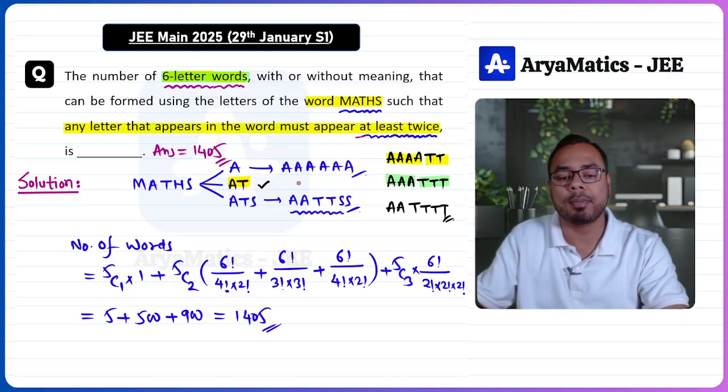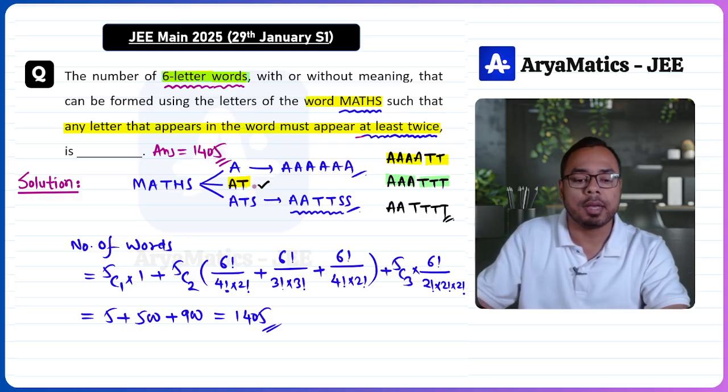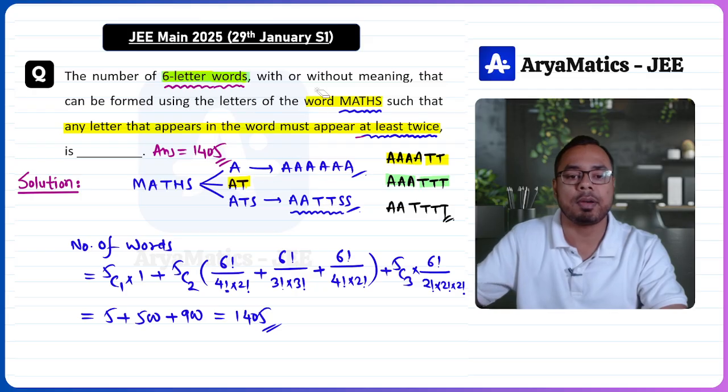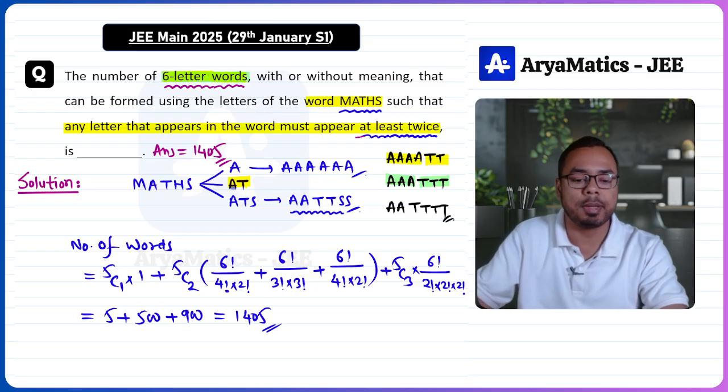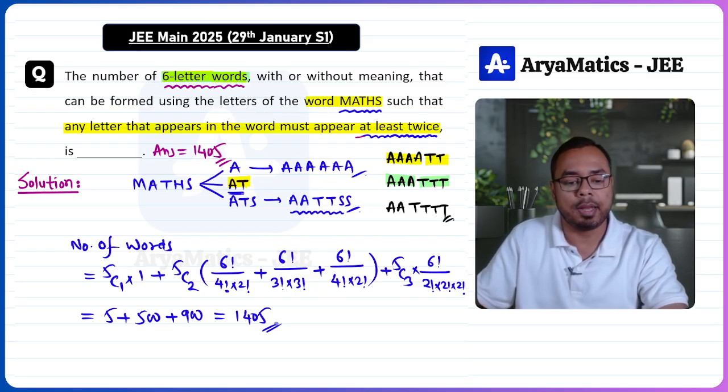So this was not a difficult problem. Just think of different cases, and particularly in the second case, you have to consider all the 3 different possibilities, right? So finally, we are getting 1405, and that is the correct answer for this problem.